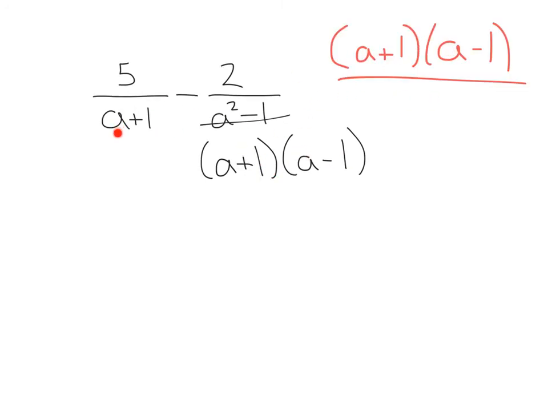We can see from this first term, we're missing the a minus 1. So let's go ahead and multiply that top and bottom. Now it looks like we're going to have common denominators, so let's distribute this out.